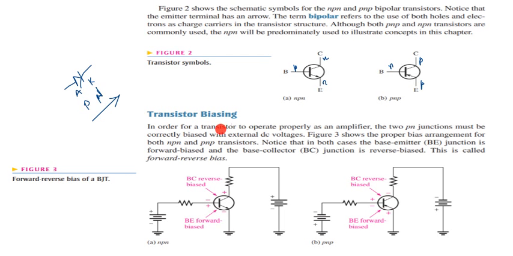What do we do by biasing? Biasing can be of two types. One is forward bias, another is reverse bias. For a transistor operation, transistor as an amplifier operation, we always keep the base emitter junction forward biased, and the base collector junction reverse biased. This you have to keep in mind, right?